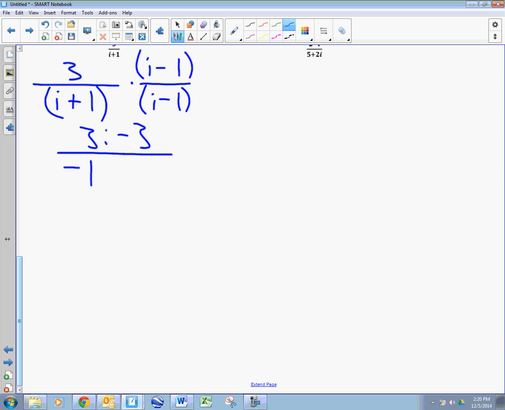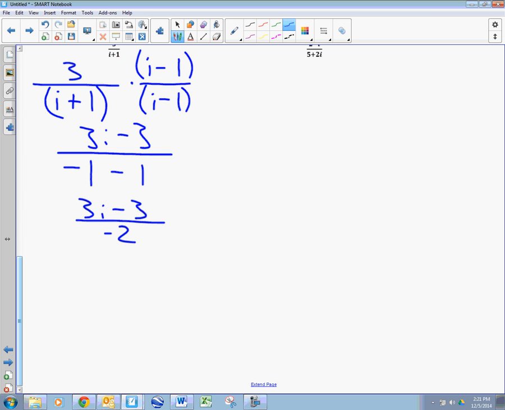What's 1 times negative 1? So we end up with 3i minus 3 over negative 2. Now, you don't leave it like that. You want a real part and you want an imaginary part.